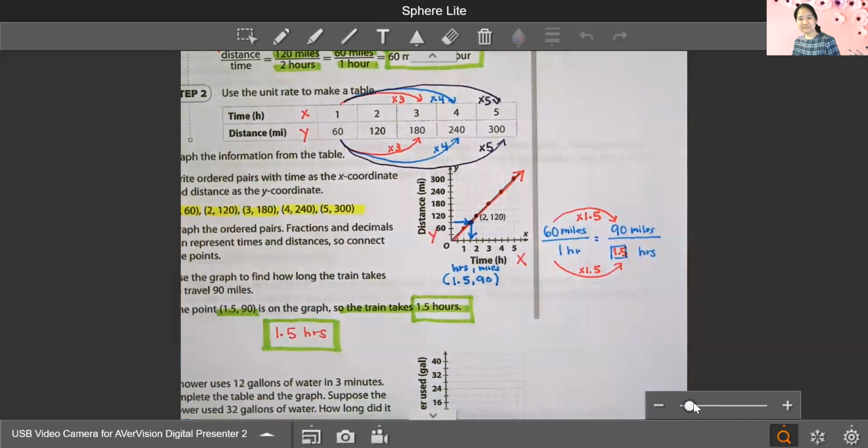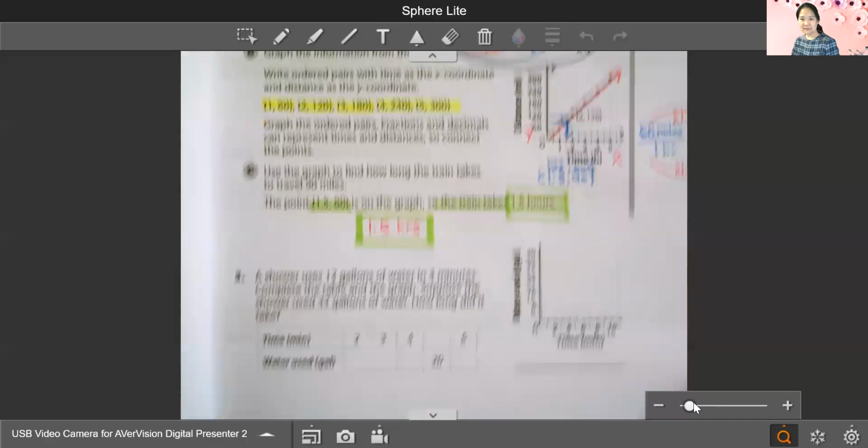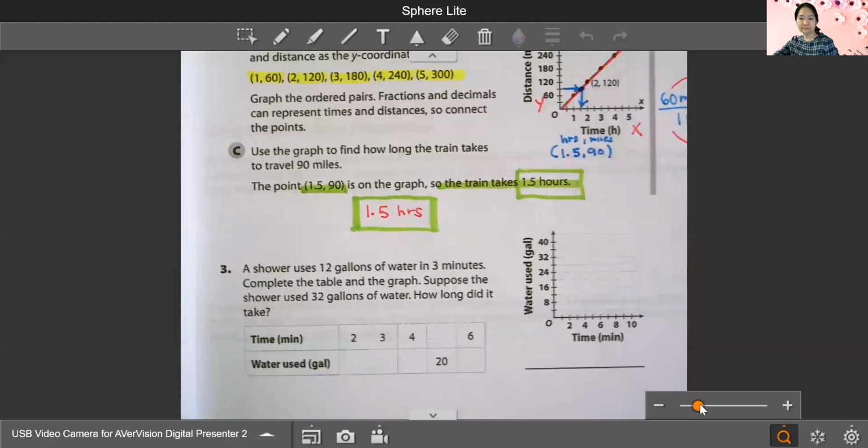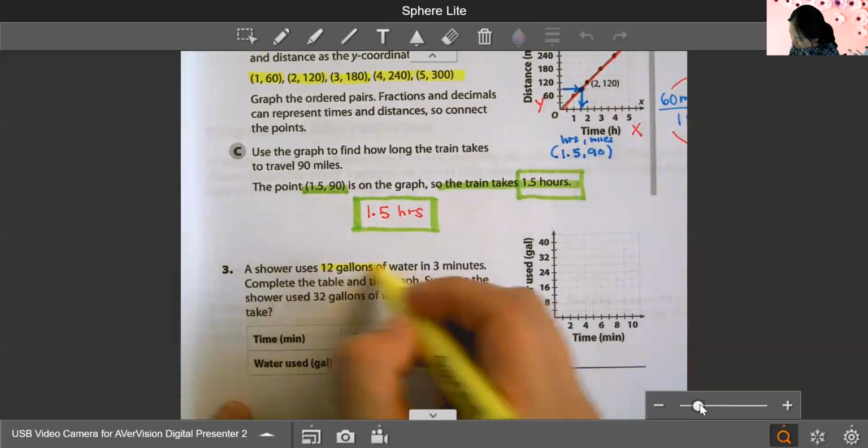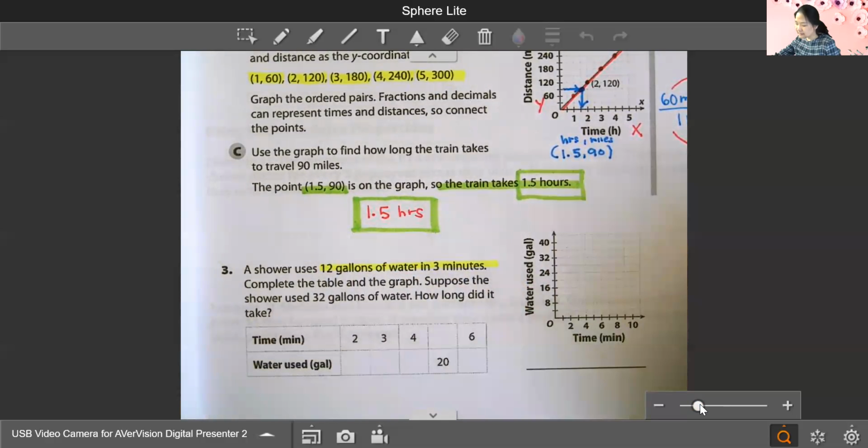Okay, we're almost done. Just the very last part here. A shower uses 12 gallons of water in 3 minutes. Okay, 12 gallons of water in 3 minutes. Complete the table and graph. Suppose the shower used 32 gallons of water. How long did it take?